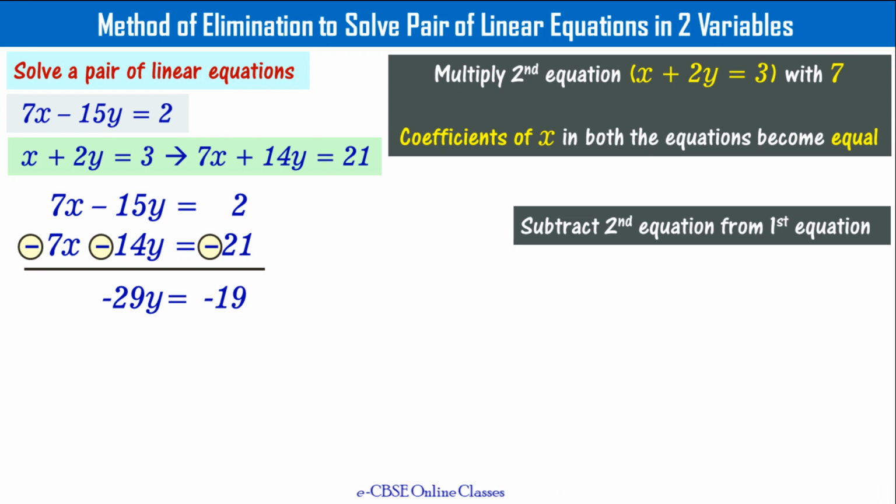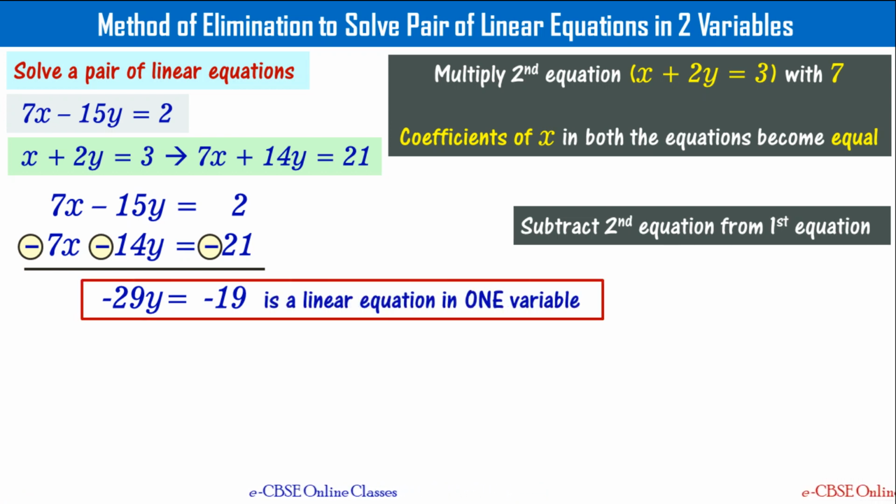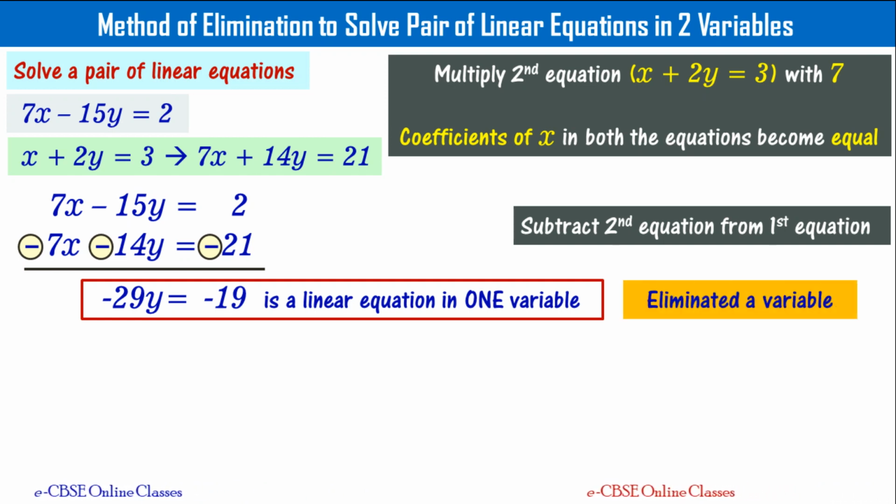If you observe this equation, it is a linear equation in one variable, right? It means we have eliminated a variable, that is x, right? This is precisely why we call this method as method of elimination. We started with two equations in two variables, and somehow we now eliminated one variable from that, such that we have only one linear equation in one variable.